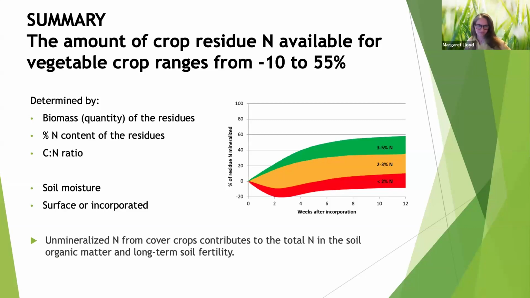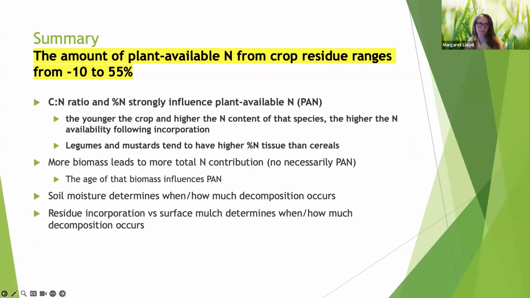So in summary, we want to be putting together the quantity of the residue with the percent nitrogen of the residues and looking at the carbon to nitrogen ratio. And this curve, this figure, is particularly useful for estimating that. The carbon to nitrogen and the percent nitrogen strongly influence the plant available nitrogen.